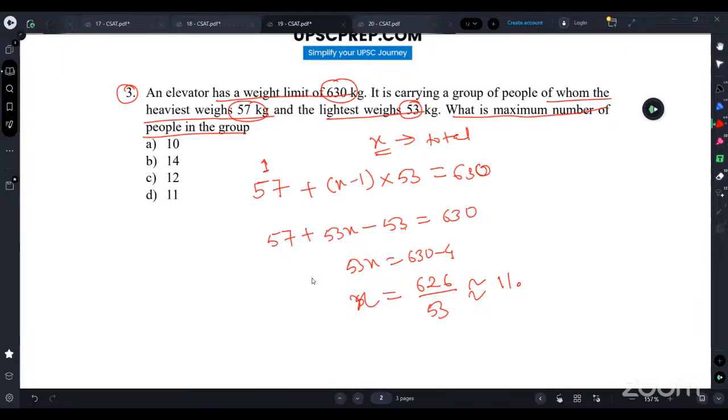Right. So how much maximum number of people can I carry? Because if, let's say, it is 11.3, this 0.3 I cannot count, right? Because I cannot have a person which is 0.3. So 11 will be max. So the maximum number of people which I can carry is option D, 11.